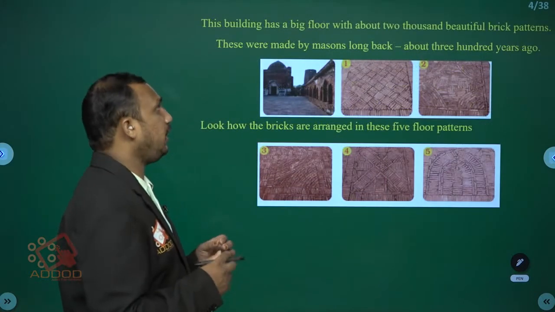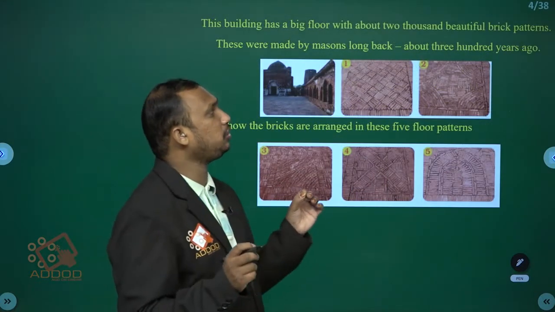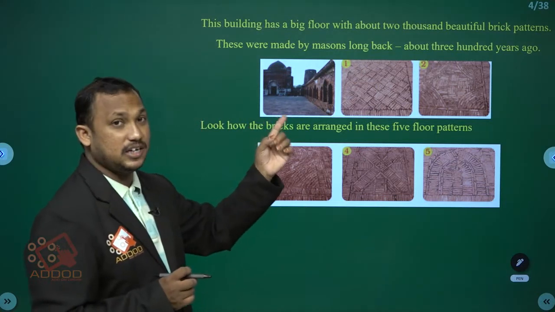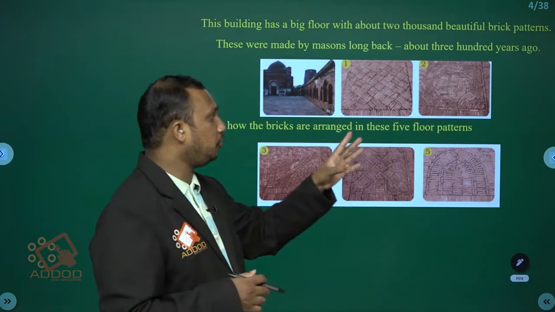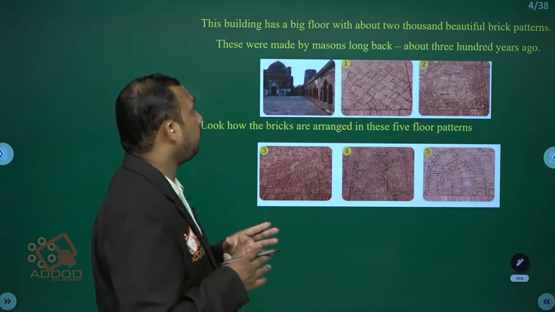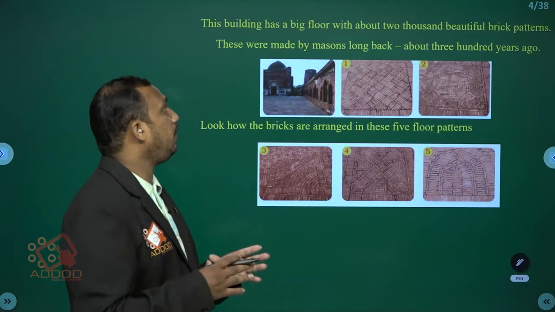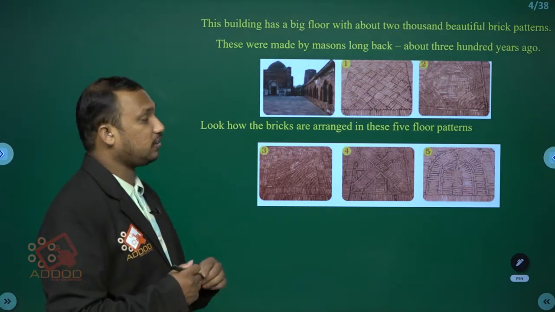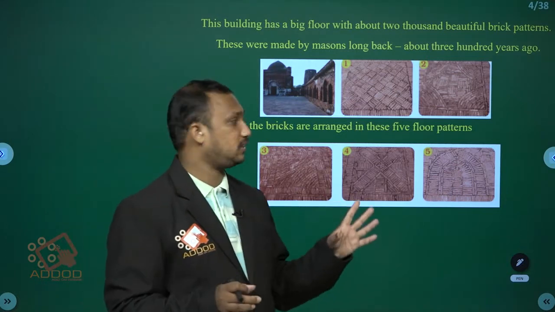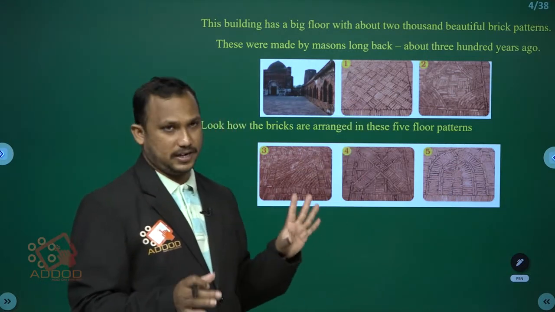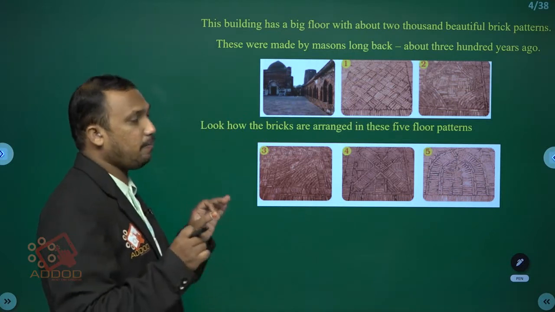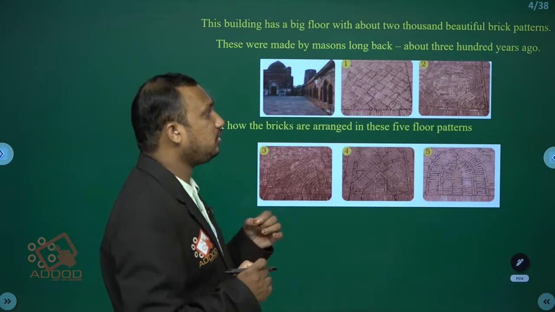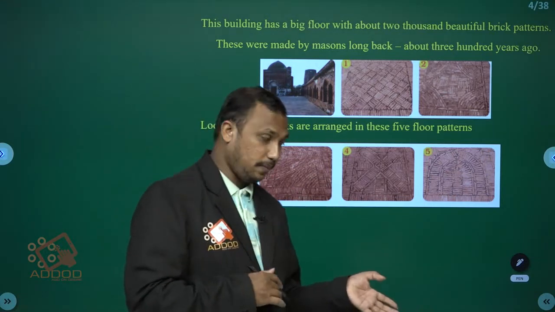Okay. So this building has a big floor with about 2000 beautiful brick patterns. What is that building? That tomb, you say, na? In that tomb they observed very carefully. The building has a big floor. The big floor was constructed with 2000 beautiful brick patterns. These were made by masons long back, not now. About 300 years ago. Okay.